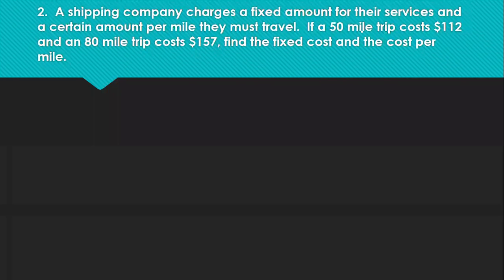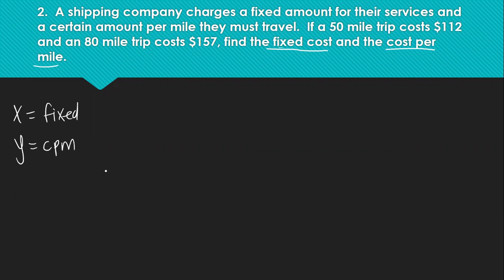So the next one we have, a shipping company charges a fixed amount for their services and a certain amount per mile they must travel. If a 50-mile trip costs $112 and an 80-mile trip costs $157, find the fixed cost and the cost per mile. So our variables, fixed cost and cost per mile, okay? So we are gonna let x equal our fixed cost, and y equal our cost per mile. Is it okay if I write CPM?